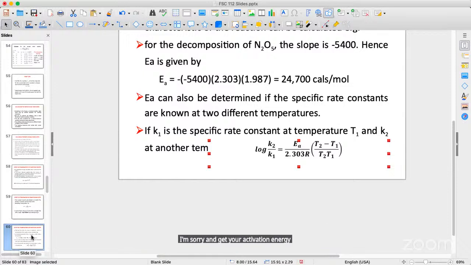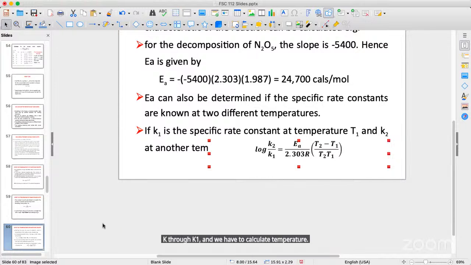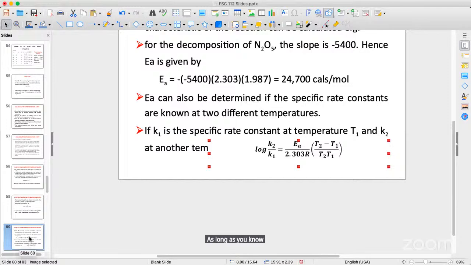And again, you can be given the activation energy, K1, and the 2 temperatures and be asked to calculate K2. Or you can even be given activation energy, K2, K1, and be asked to calculate temperature. But the most important thing is you understand what this formula is all about. This is the formula that relates 2 temperatures with 2 rate constants and the activation energy. Whichever one is your unknown, you can always find it as long as you know the rest and you only have one unknown.